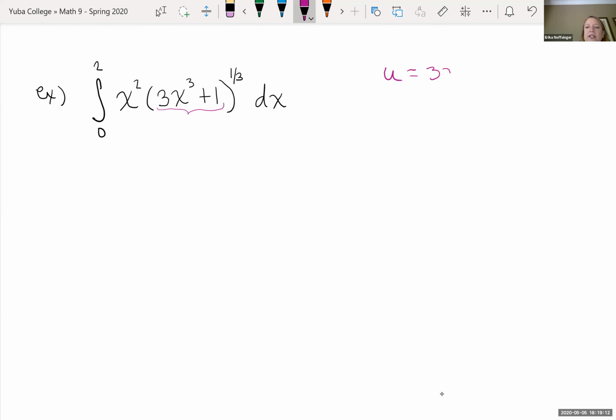So the derivative of u is: du is equal to the derivative of 3x cubed, which is 9x squared, and the derivative of 1 is 0, dx. We want to rewrite dx in terms of du. So we would divide both sides by 9x squared, and we get dx is the same thing as du over 9x squared.